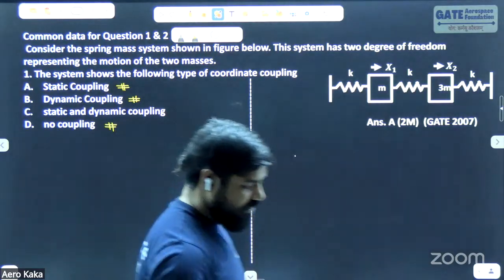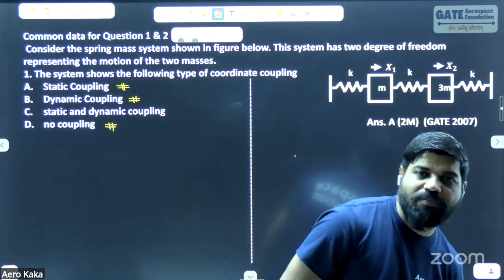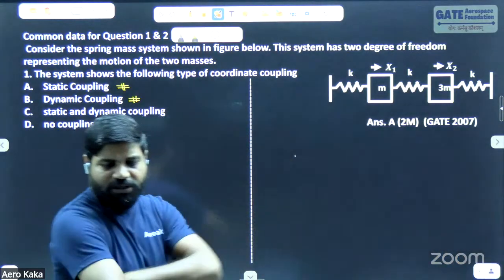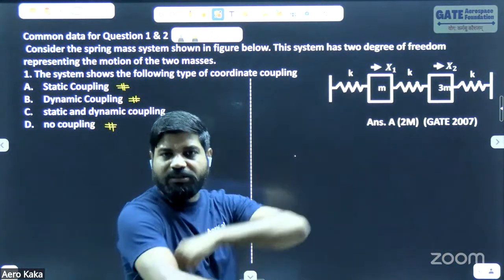Okay, so shall I prove it? I think I should have to prove. So let's write down what the equation of motion of the first mass and the second mass is going to be. Anyone?